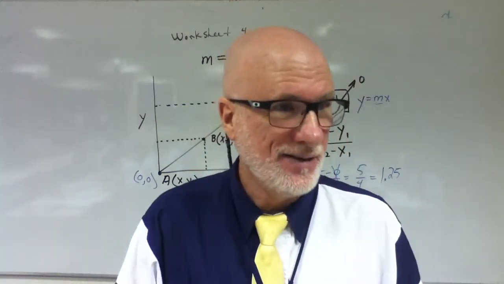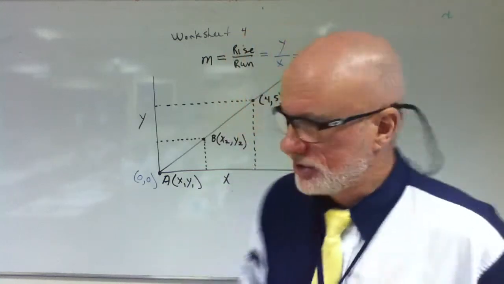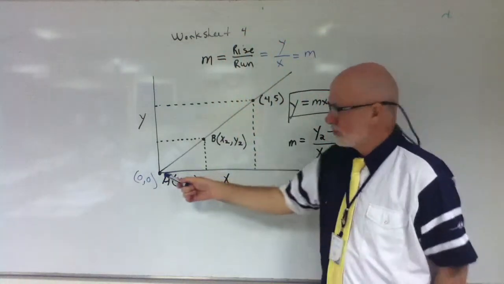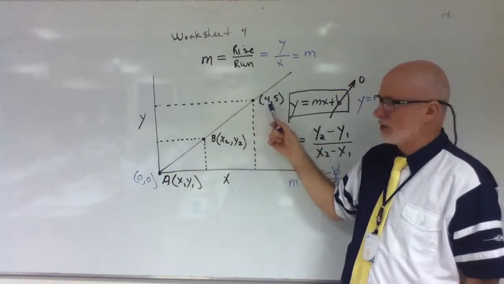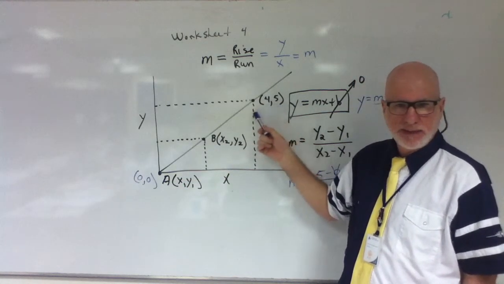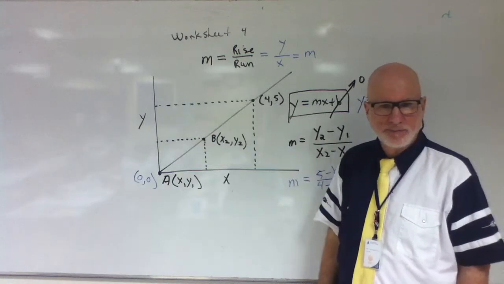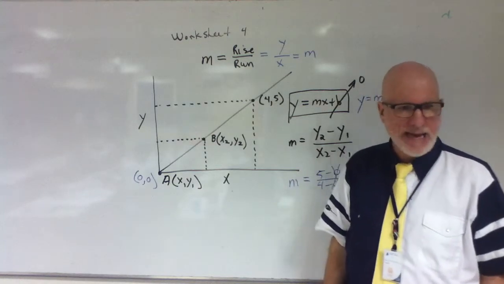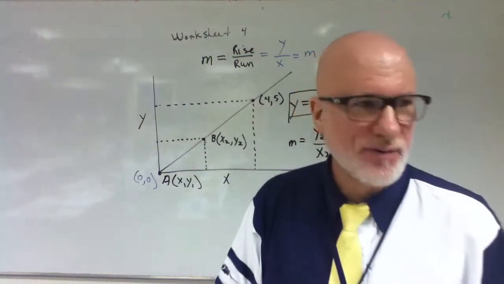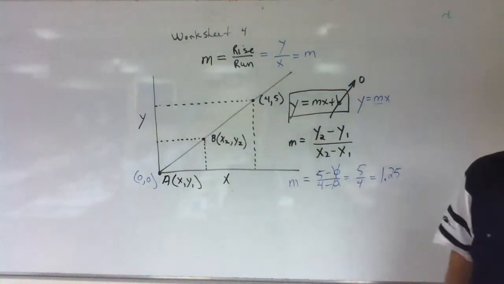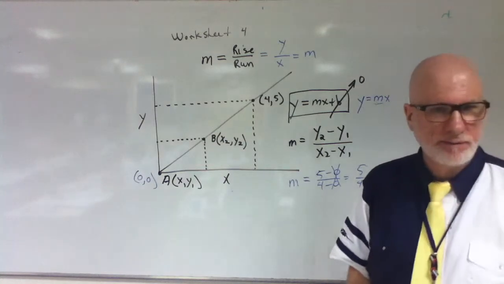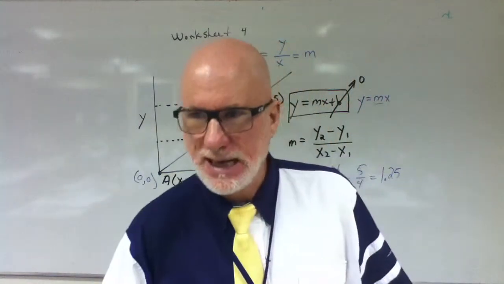You get it? Do you understand? So, it goes through the origin. Here's a point, x and y. What's y? 5. What's x? 4. What's 5 divided by 4? 1.25. You get it? Is that really easy?